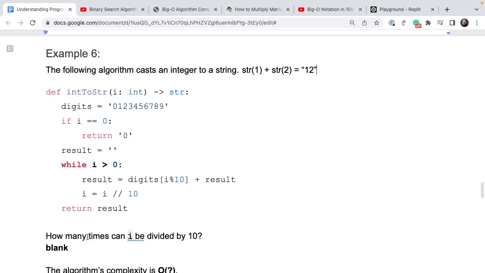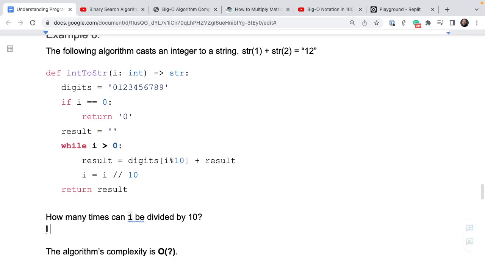Here, let's answer this question. Let's make it a little more concrete. Let's say i is equal to 12. How many times can you divide i by 10 and still have something significant?